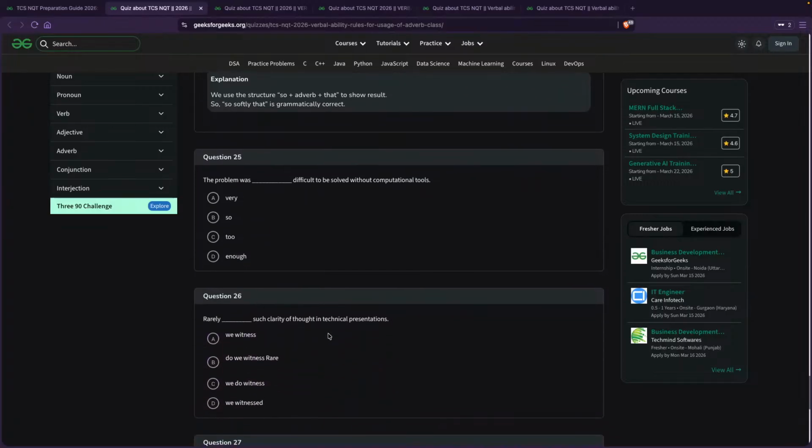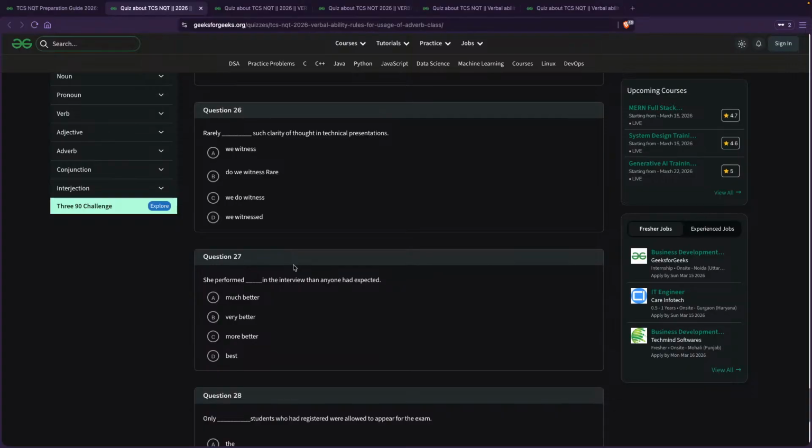The problem was very difficult to be solved without computational tools. Very difficult. So difficult. Too difficult to be solved without computational tools. I think too difficult will be the good answer.